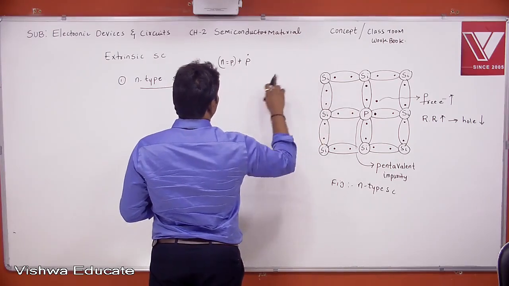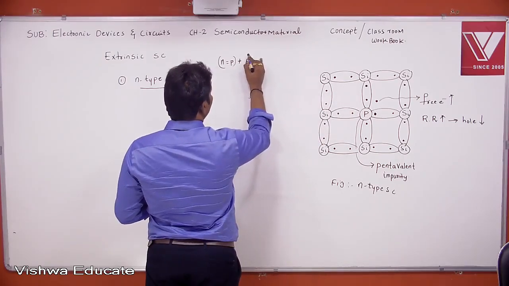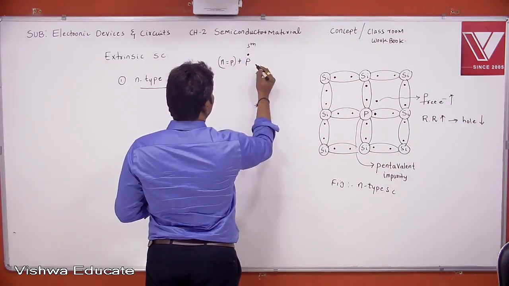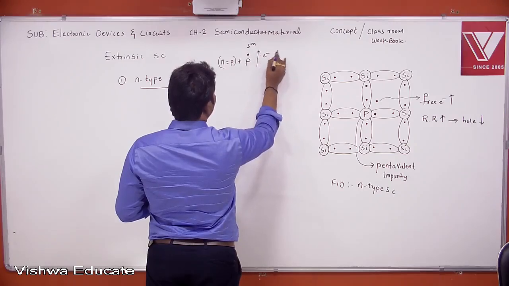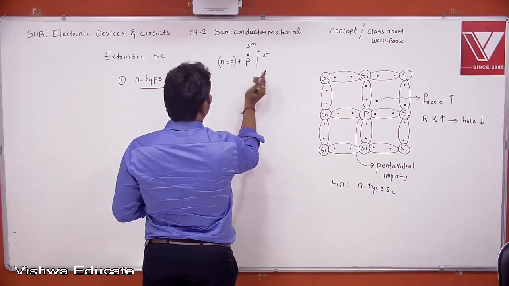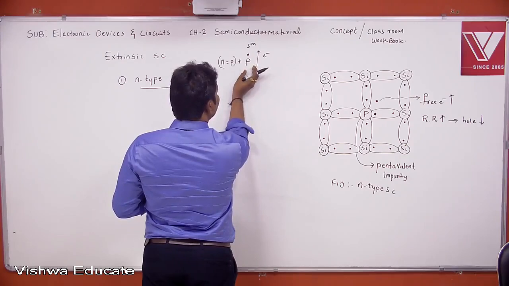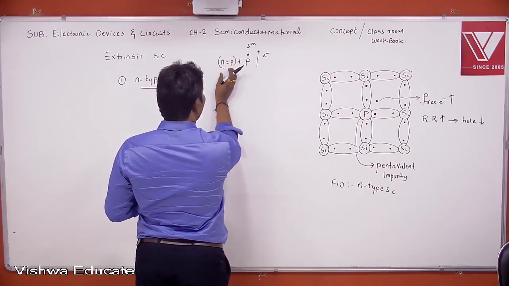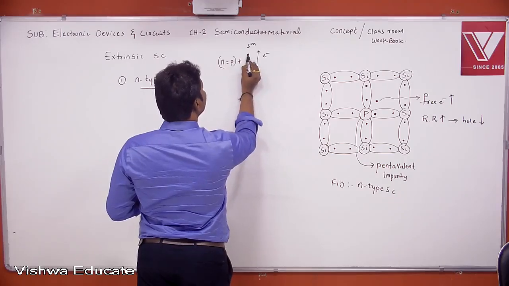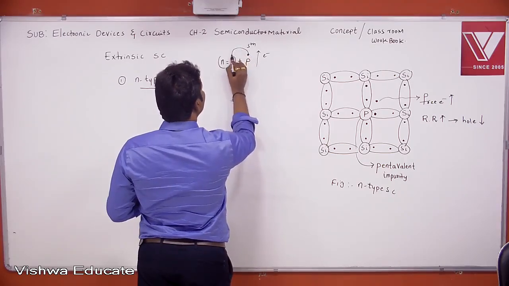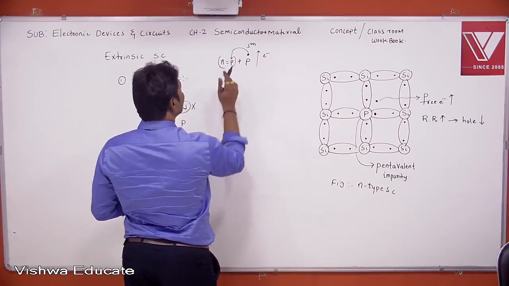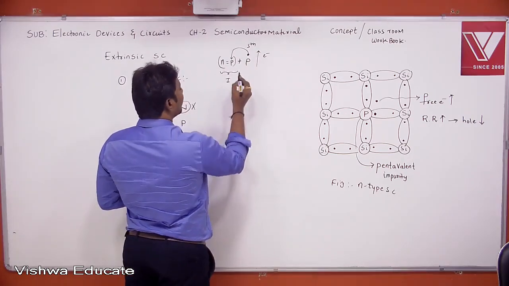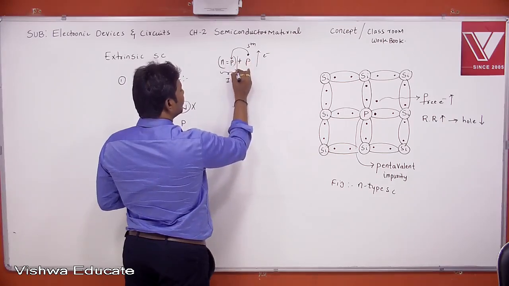What about the 5th one? It does not get involved in any covalent bond formation. This is the 5th one. Due to this, the free electron concentration increases. Okay, and also when we add this pentavalent impurity to the pure form of semiconductor, what happens? These few free electrons recombine with the holes present in an intrinsic semiconductor, due to which the hole concentration decreases.